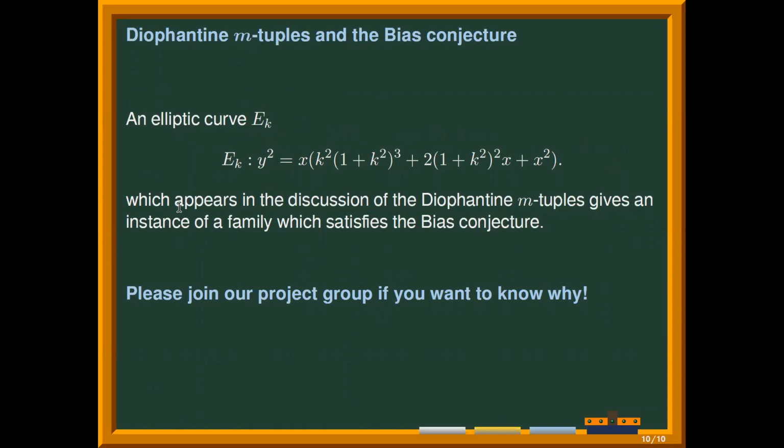On the other hand, the reason why this kind of elliptic curve comes out is complicated to state right now. So we are going to slowly learn about it in the first couple of weeks and how that can prove the bias conjecture. So if you want to know more about this, please join our project group. And that's the end of my introductory talk. Are there any questions before I stop sharing the screen?